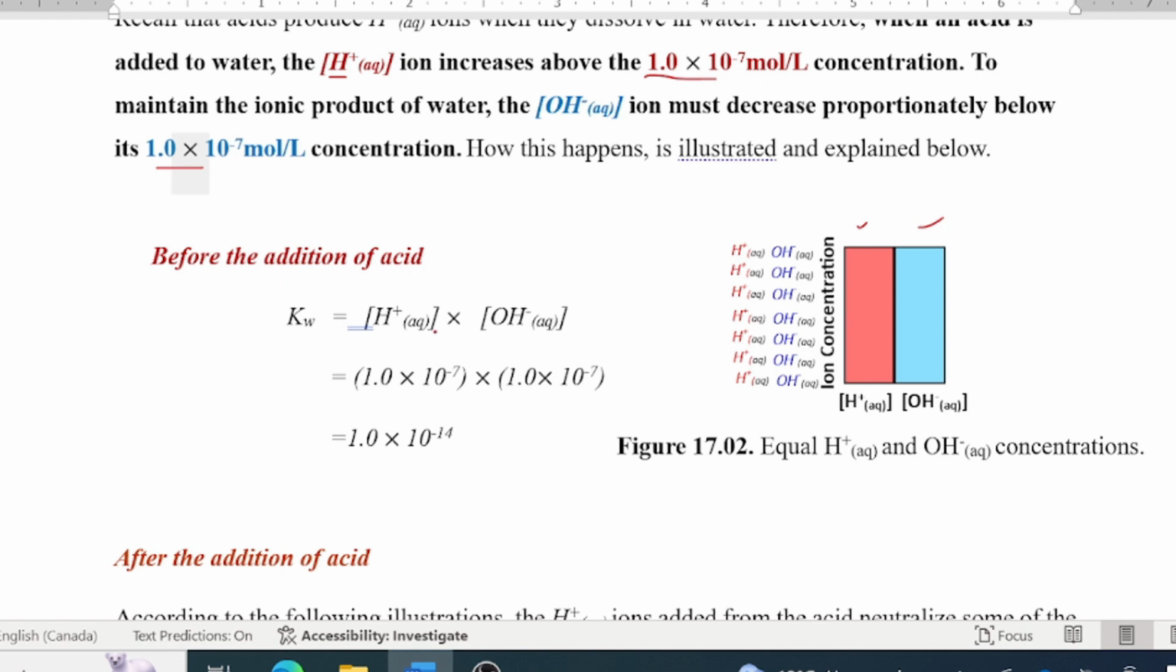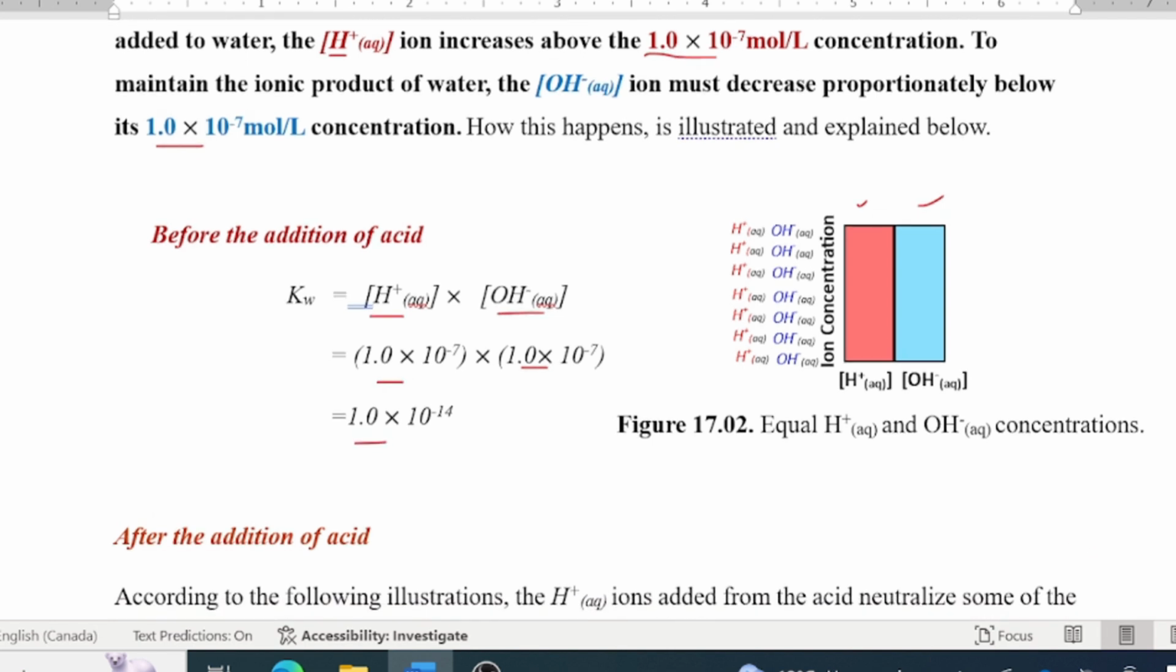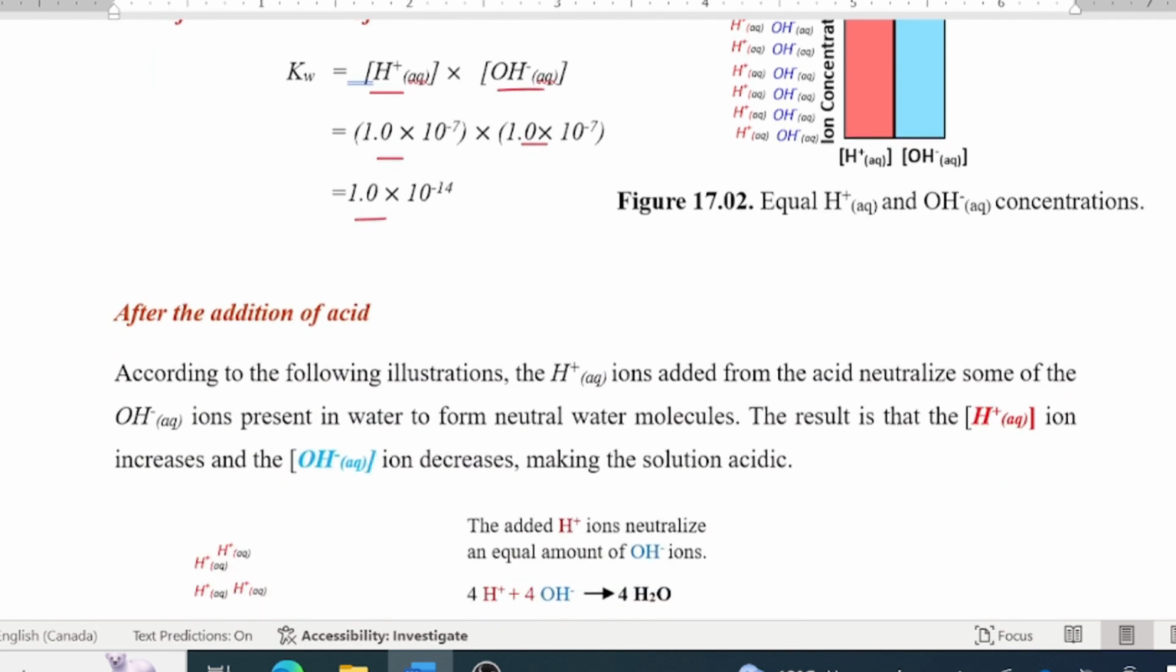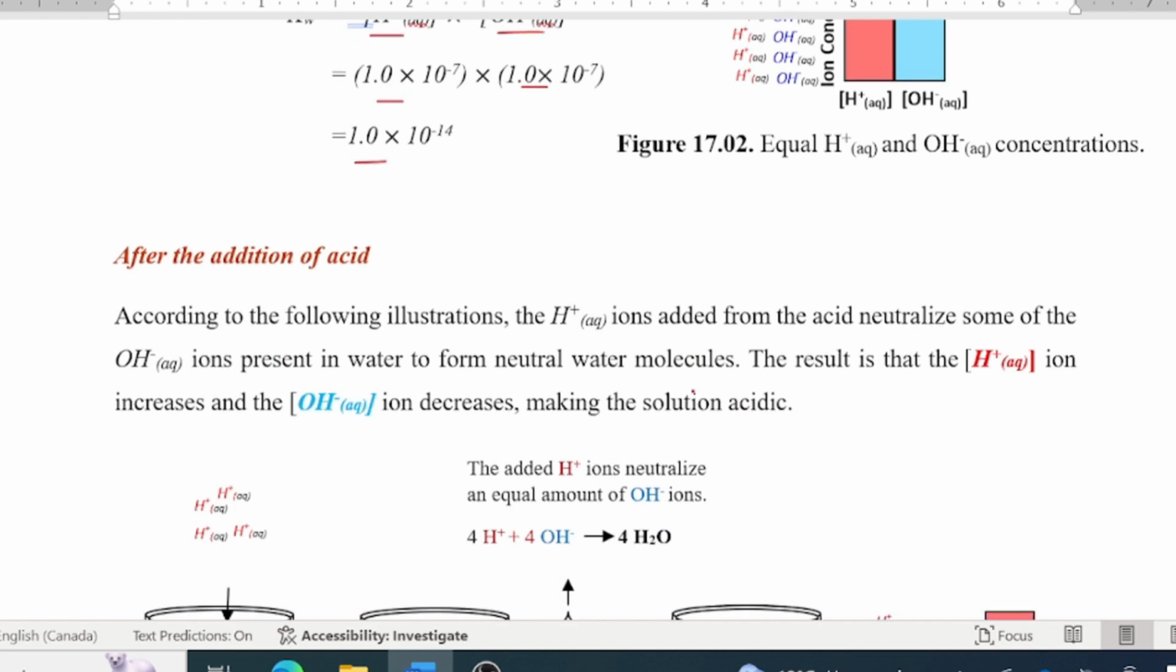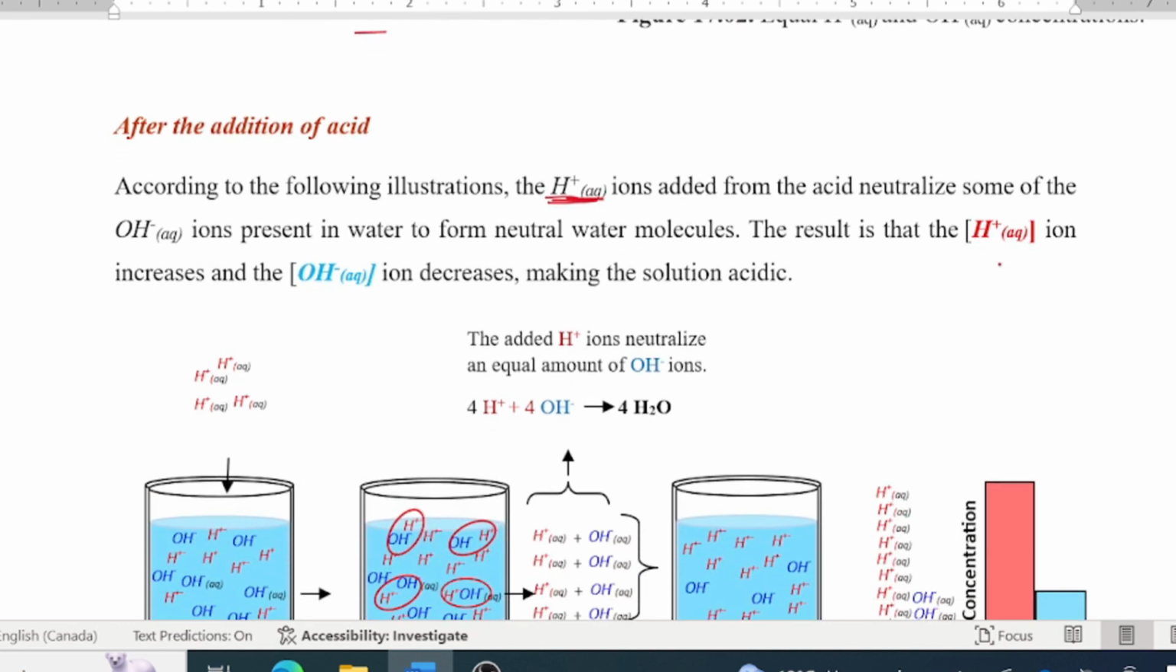Before you add an acid, this is what we have in here. Equal concentration. And this is the product, all right? Let's see what happens after you add an acid. When you add an acid, what are you adding? You are adding H plus ions to it. So every time you add an H plus ion, it will seek out an OH ion to neutralize it.